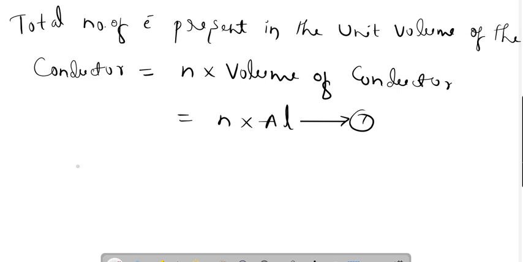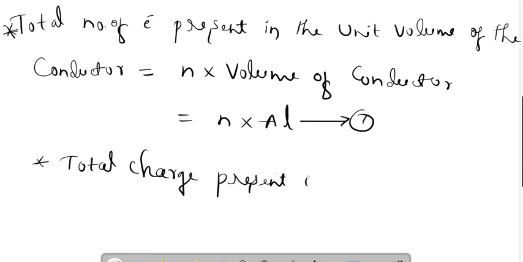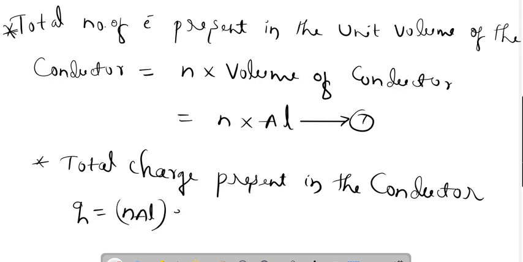Now the total charge present in the conductor. I have derived the total number of electrons present in the conductor, that is n into the volume, area A into the length L. So the total charge present in the conductor, Q, is equal to nAL into e. This is equation number 2.